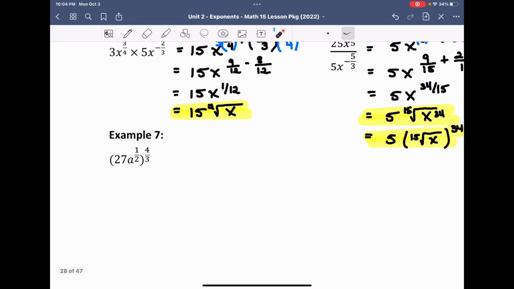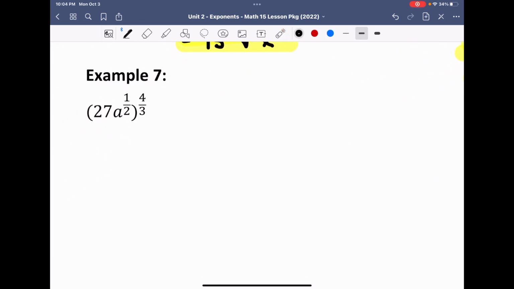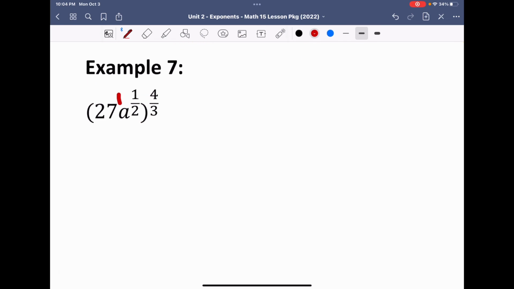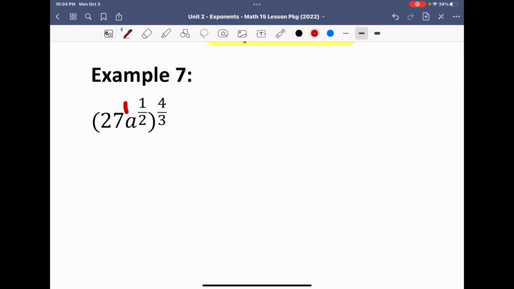All right, and then finally, example 7 here. Example 7 is power rule, and we know this because we have things inside the brackets raised to another exponent. Now, what is the exponent on 27? If it's not written on a number, it's always just equal to 1. And now we can use our distribution. We can distribute 4 over 3 to the 1/2 and 4 over 3 to the 1.